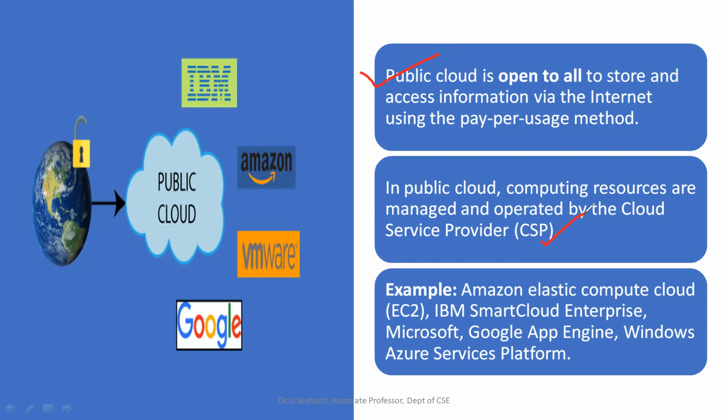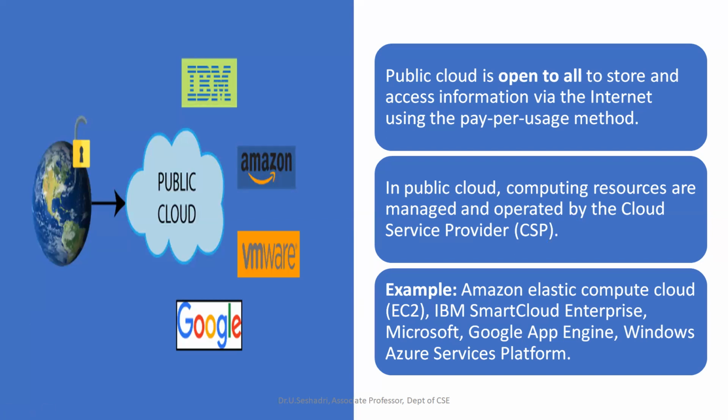Computing resources means servers, networking, storage. Those are nothing but the resources. Those resources are operated by the cloud service provider. Sir, what are the examples for public cloud? Amazon Elastic Compute Cloud, that is EC2, Google App Engine, IBM Smart Cloud Enterprise, Microsoft Azure, Windows. Right? Those are the examples I am providing for public cloud. So public cloud is open to all for storing and accessing information by using the internet connection.